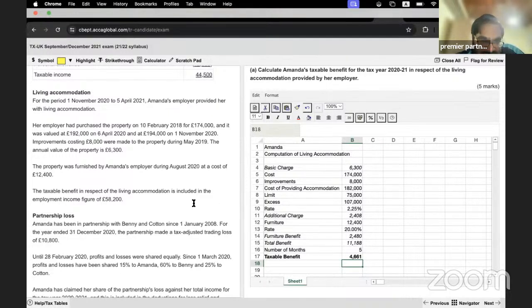Any queries around this one? If our purchase is more than 6 years back, in this case, what will be the amount? Okay. If it is more than 6 years, then the amount that you will have to consider would be 194,000, the market value at the time of giving the house to the employee for the first time. So the house was given to the employee on 1st of November. So the market value as of 1st of November, we have to take if the 6 years has surpassed. Right. Any further questions on this part of the question, guys?